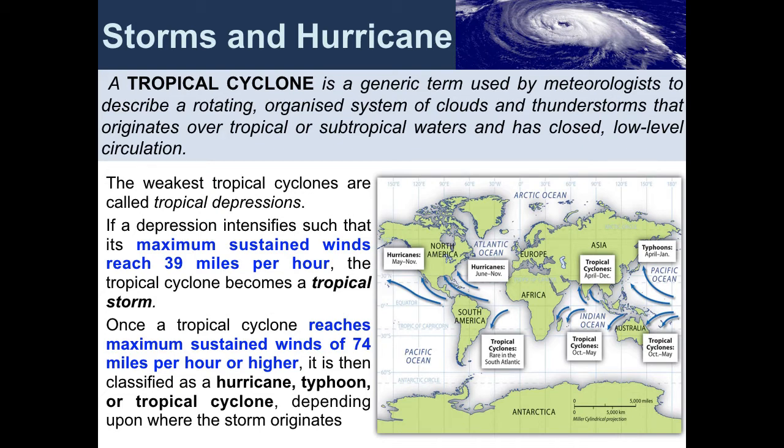Any depression means what? Depression means low pressure, low air pressure, so that wind will become the cold wind coming from the surroundings. So as the depression increases, where the speed of the air from the surroundings is more than 39 miles per hour, this is called a tropical storm. And when it increases further, it reaches up to 74 miles per hour, that becomes a hurricane, typhoon or tropical cyclone, depending upon where it originates.